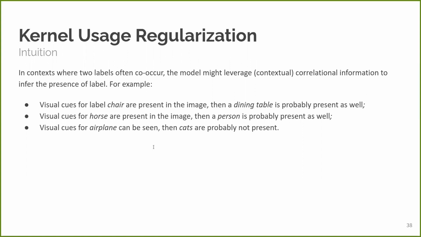For instance, if we'd see visual cues for a chair, then a table should probably be detected as well. Or if you see an airplane in an image, we should probably not detect cats, as they never appear together. While these rules might be aligned with the overall trends in the training set, it doesn't comprise a decision process that relies on concrete visual evidence, and they might create blind spots when the contextual information does not quite match.